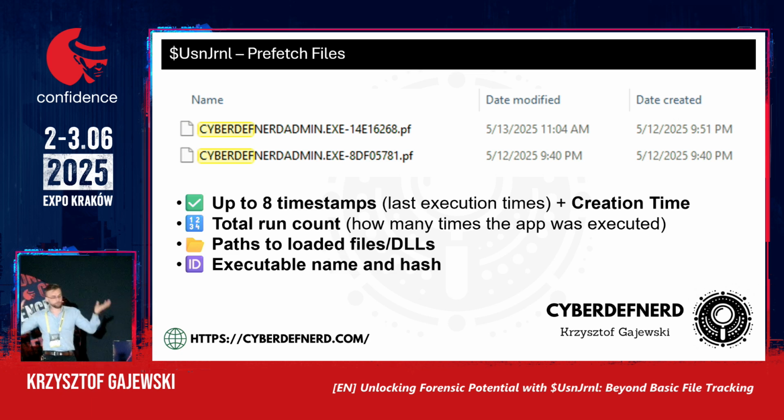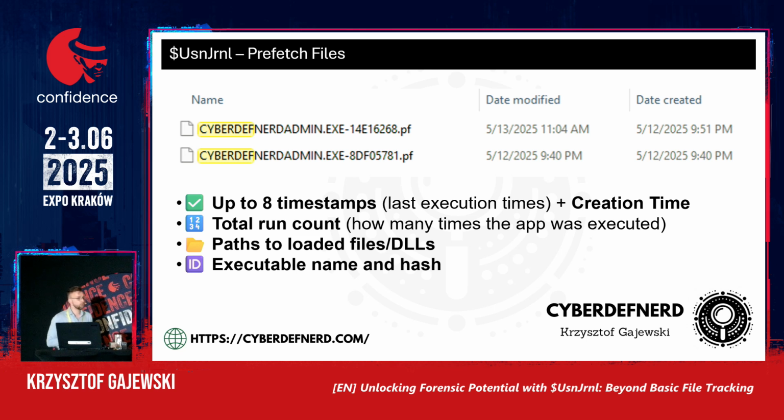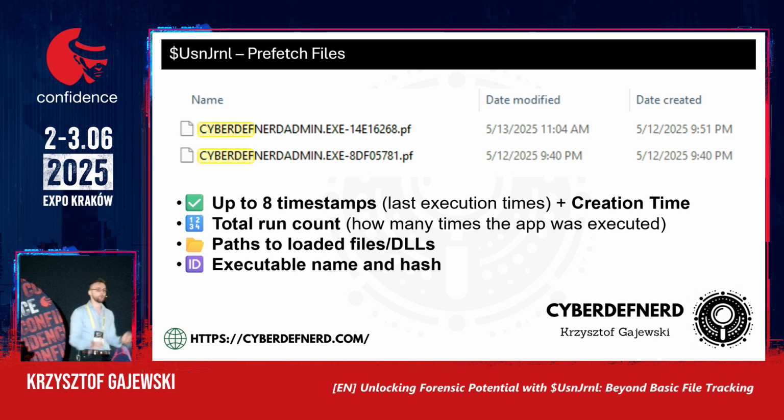We discovered as a community of forensic investigators, someone discovered that we can parse that information and extract that data from that file. In addition to that, we have total run count, path to the loaded DLLs, a lot of different information. If you talk to or interview anyone who is doing forensics, and you ask them the question, what is the most important and well-known artifact proving program execution?